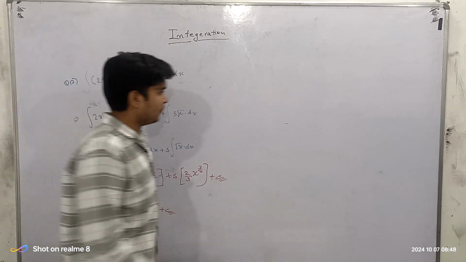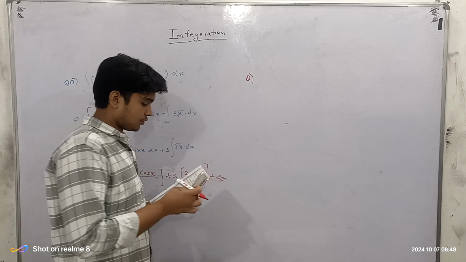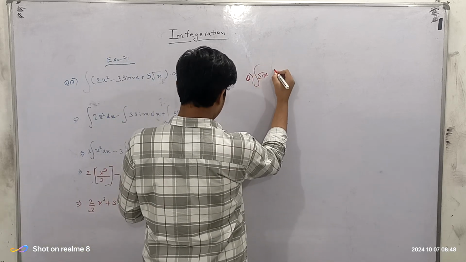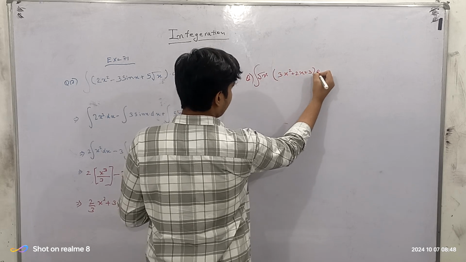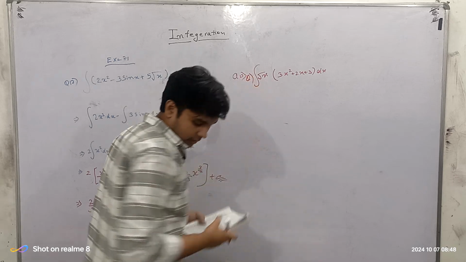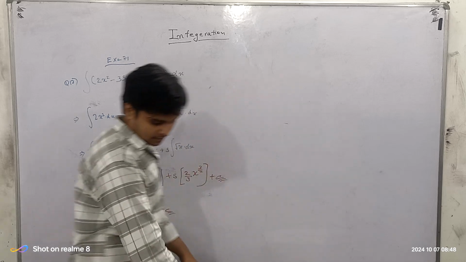Same. This is given as homework. If you can solve this question, then I can understand you have understood it. Integration of under root x, 3x square plus 2x plus 3, into dx. This is NCERT question number 15. Solve it yourself. If you understand, you can easily solve this.